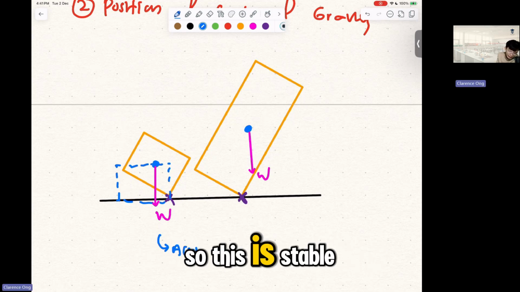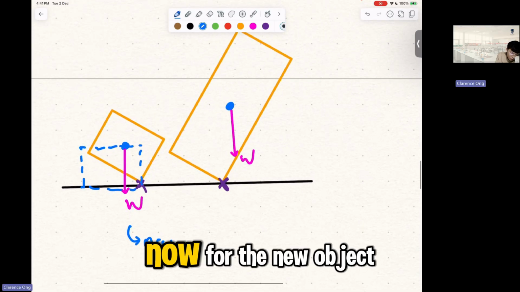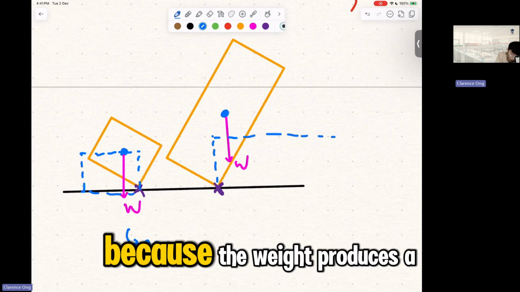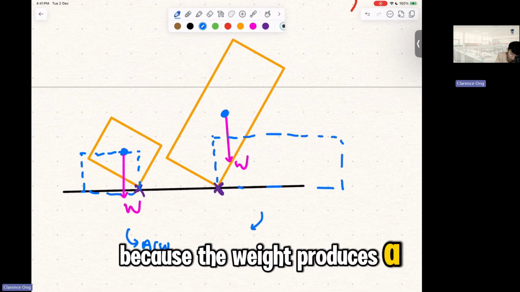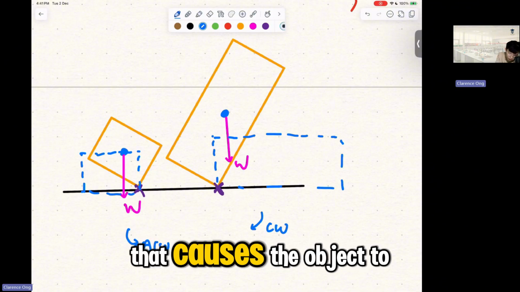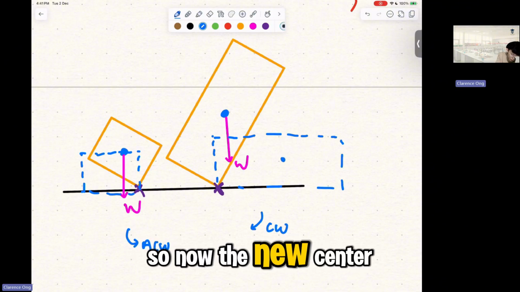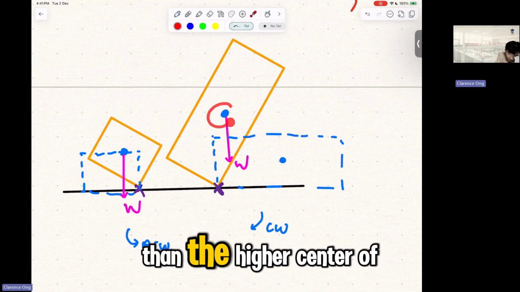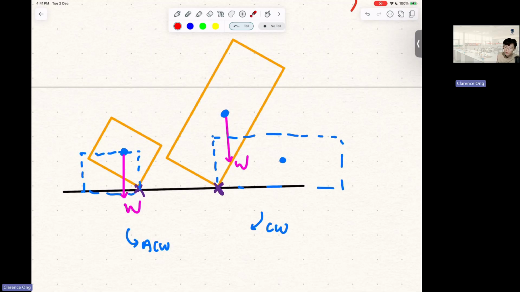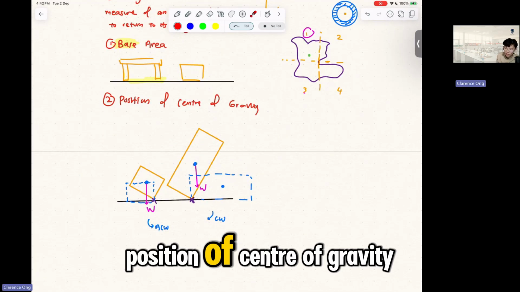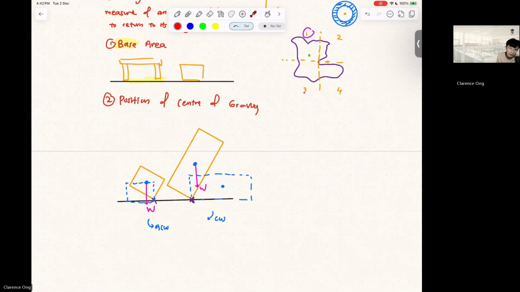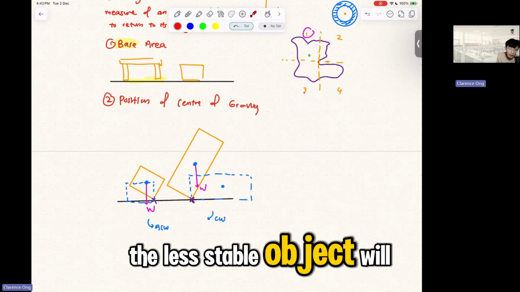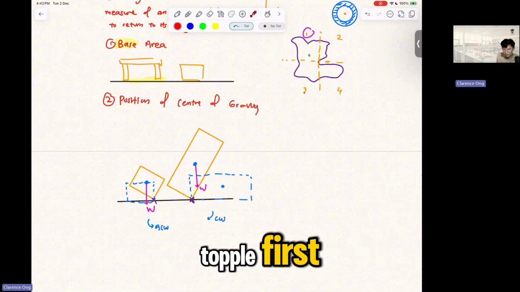So this is stable. Now for the new object, what happens is that the object will topple over because the weight produces a clockwise moment that causes the object to topple over. So now the new center of gravity is going to be lower than the higher center of gravity. So this is how the position of center of gravity can affect the stability. When rotated by the same angle, the less stable object will topple first.